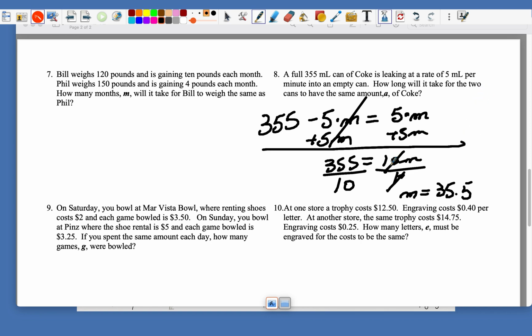Something wrong here. Divide by 10. 35.5. Okay. So after 35.5 minutes.